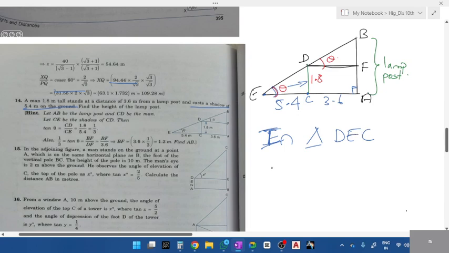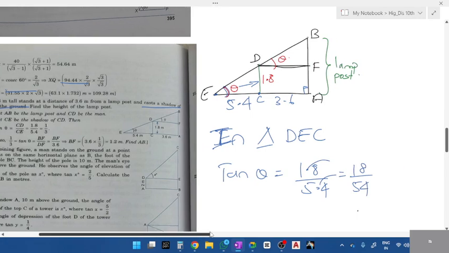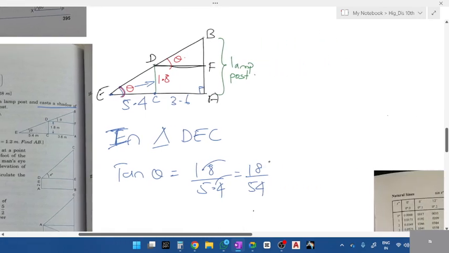What are the two values given? Always go with angle theta. From theta, perpendicular is given and base we have. Which formula is perpendicular and base? Tan theta is equal to 1.8 by 5.4. Remove the decimals. Both have one decimal, so it is 18 by 54. Yeah, reduce it.